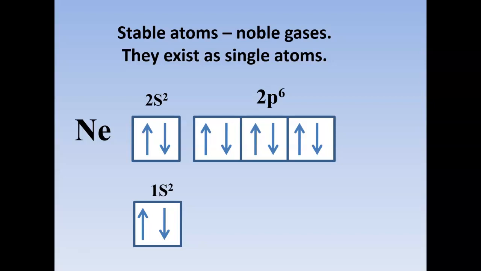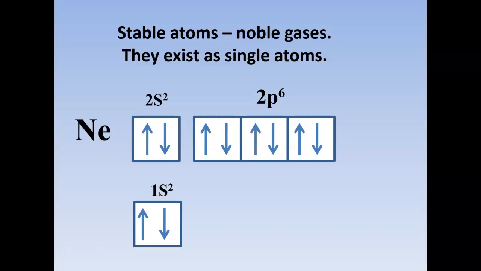Okay, today we are going to talk about chemical bonds. And first, I want to ask you a question: why are some atoms stable and others are not stable? Let me give you an example. Let's take a look at the structure of the neon atom.